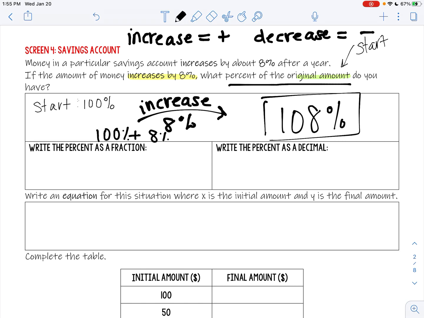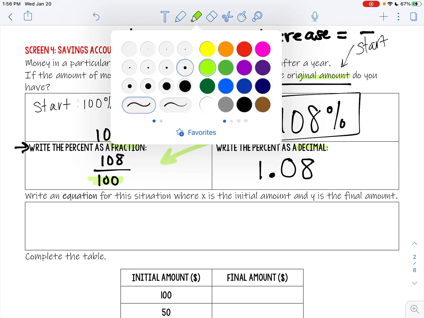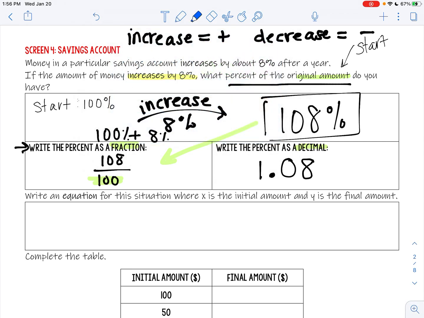Now let's write that percent as a fraction, and this is a skill that you can do on IXL, okay? Writing percents as fractions, as decimals, and going between the three of them. When we're dealing with percents, the denominator is always 100. It never changes, okay? Percents are always out of 100, okay? So that would be 108 over 100 as a fraction. And as a decimal, 108% is 1.08, or 1 and 8/100.